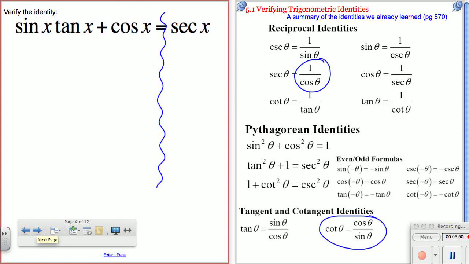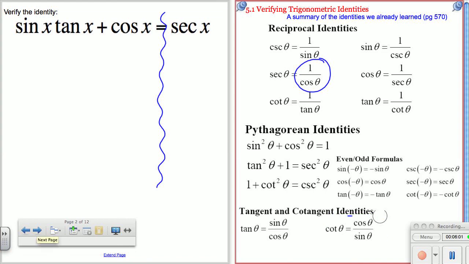I don't want to touch secant x right now. I don't want to move things on either side. This isn't an equation to solve. We're verifying this is true. We're making one side look like the other side. So now, let's see what I know.